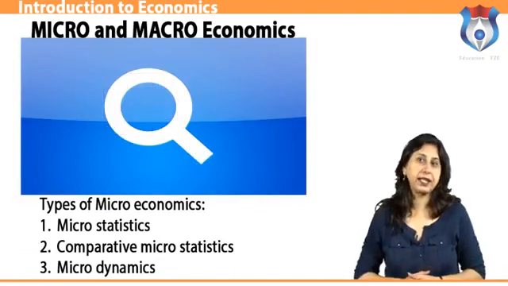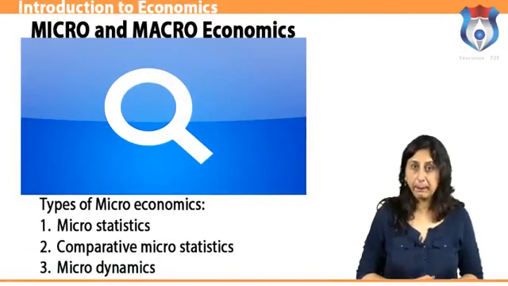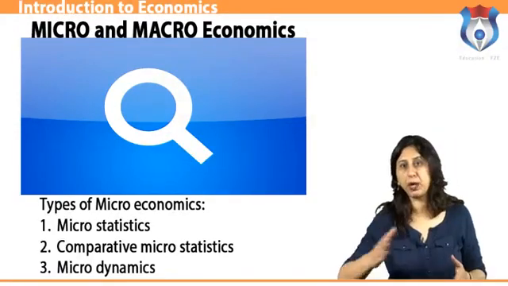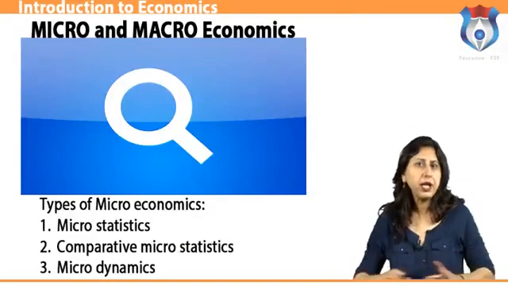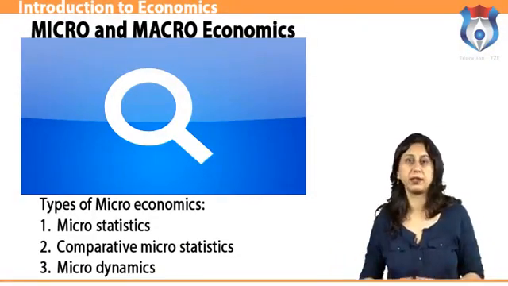Microdynamics. Microdynamics refers to a position by which the system passes from one position of equilibrium to another. It throws full light on the happenings in the transition from one equilibrium to another.